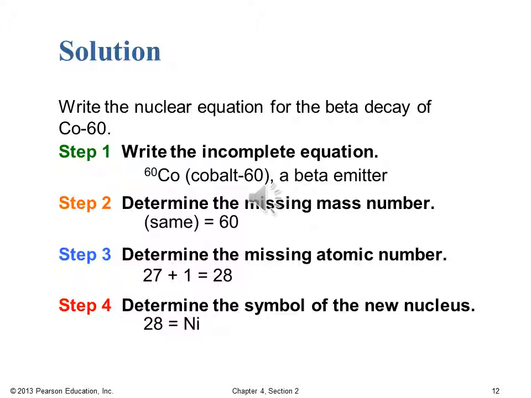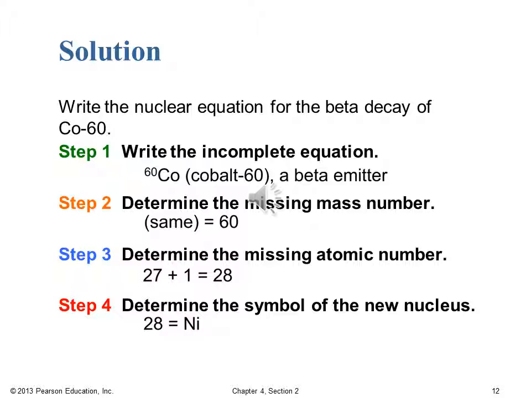steps. Write the incomplete equation. So cobalt-60, a beta emitter. Therefore, on the product side, you're going to have some unknown isotope and the 0, -1 e symbol for the beta particle, just like we did before. Determine the missing mass number. Well, just like the example we worked together, since the beta particle has essentially no mass, the mass number doesn't change, so it'll still be 60. To determine the atomic number, we have to look at the fact that the beta particle itself has a -1 for the atomic number, and therefore we need to be 1 higher than cobalt, which is element 27.